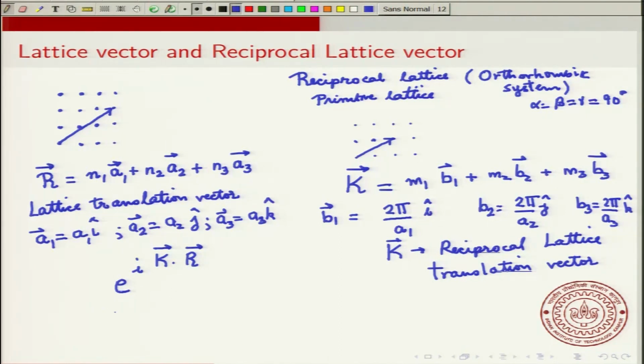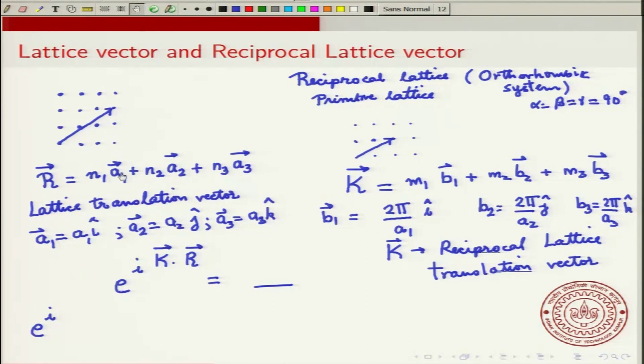So e to the i k dot r, what is this equal to? Now k has m1, m2, m3, which are integers, just as n1, n2 and n3 are integers. They can be anything from minus infinity to plus infinity, but they have to be integers. So m1 into b1, where b1 is 2 pi by a1 into i, and you take k dot r, then you have to take m1 b1 into n1 a1.